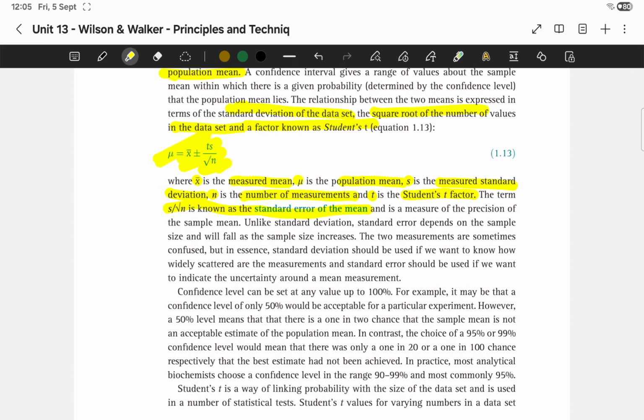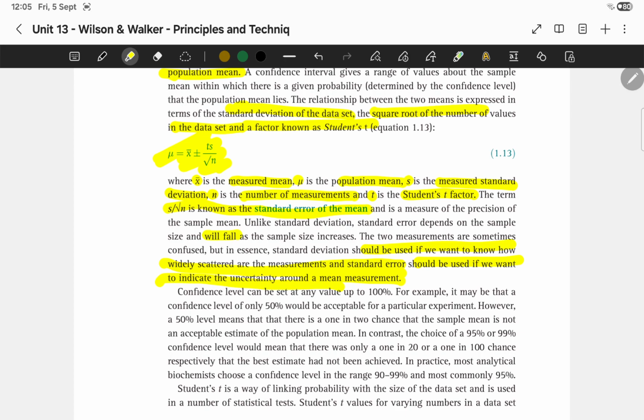Unlike standard deviation, standard error depends upon the sample size and will fall as the sample size increases. The two measurements are sometimes confused, but in essence, standard deviation should be used if we want to know how widely scattered the measurements are, and standard error should be used if we want to indicate the uncertainty around a mean measurement.